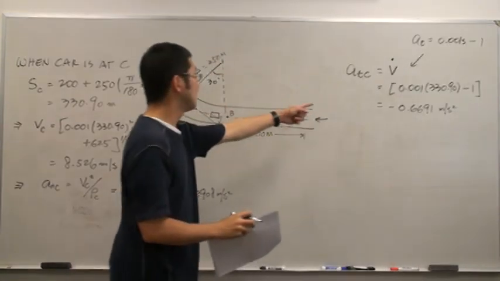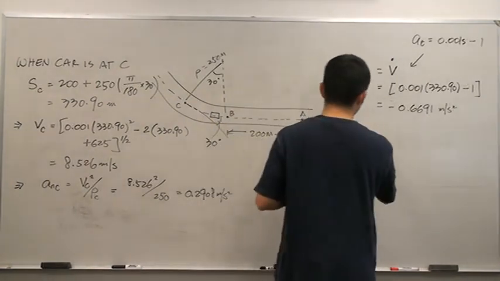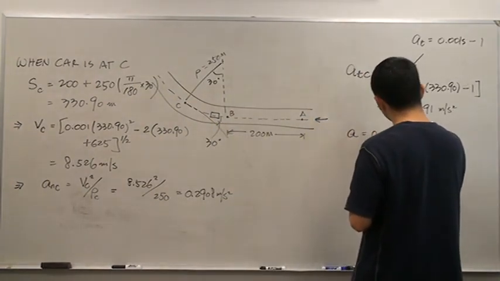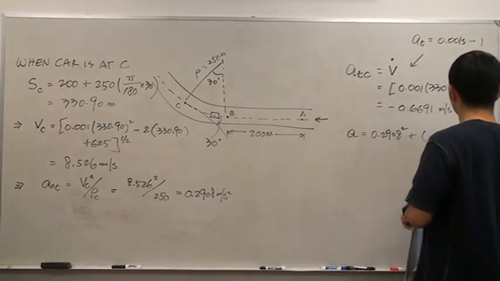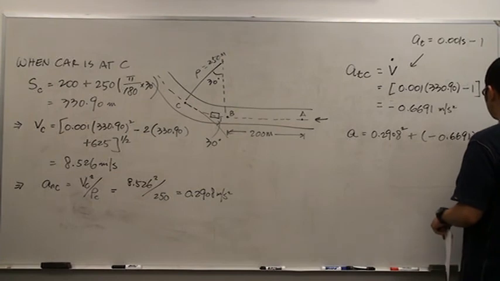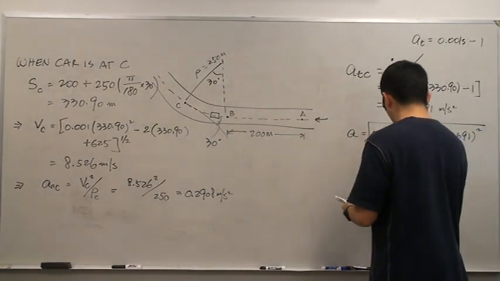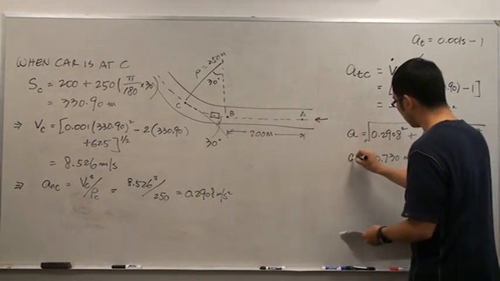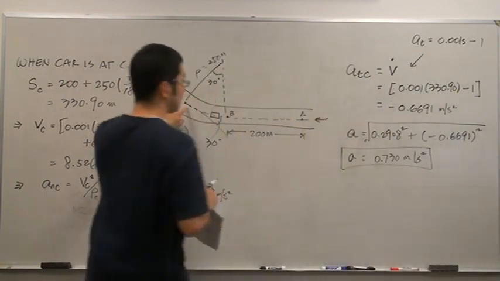So now just do the vector sum of these two, and you're going to get A, the total acceleration, equal to the square root of 0.2908 squared plus minus 0.6691 squared, and the result is 0.730 meters per second squared. So that's the total acceleration at point C.